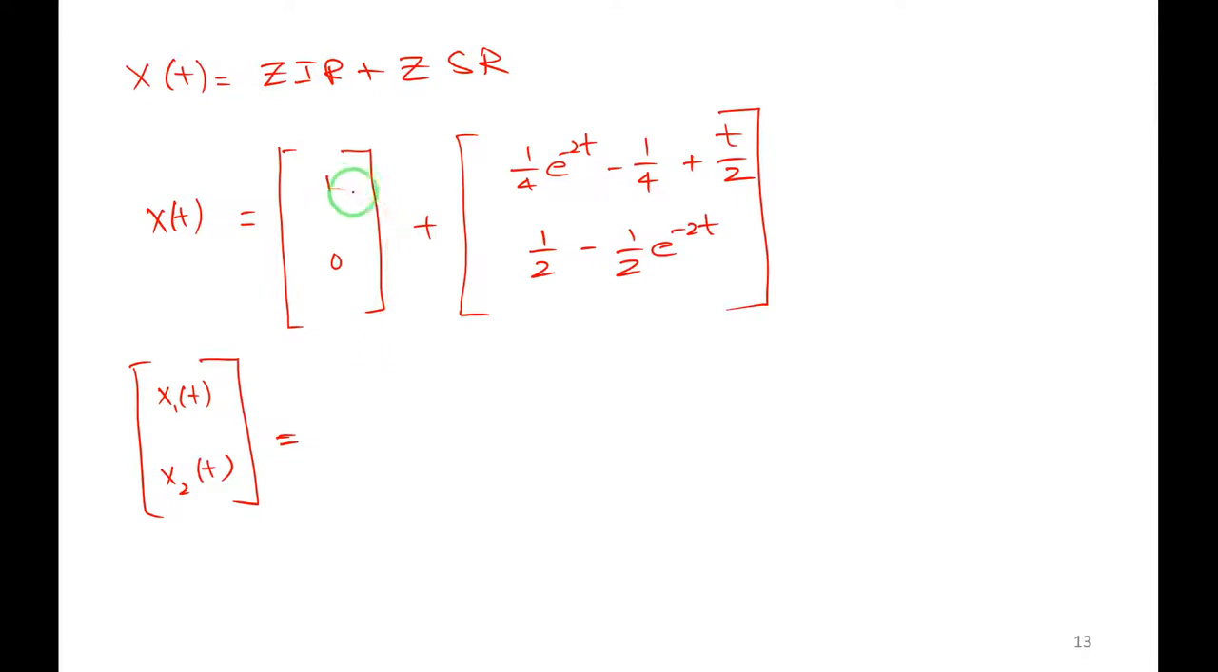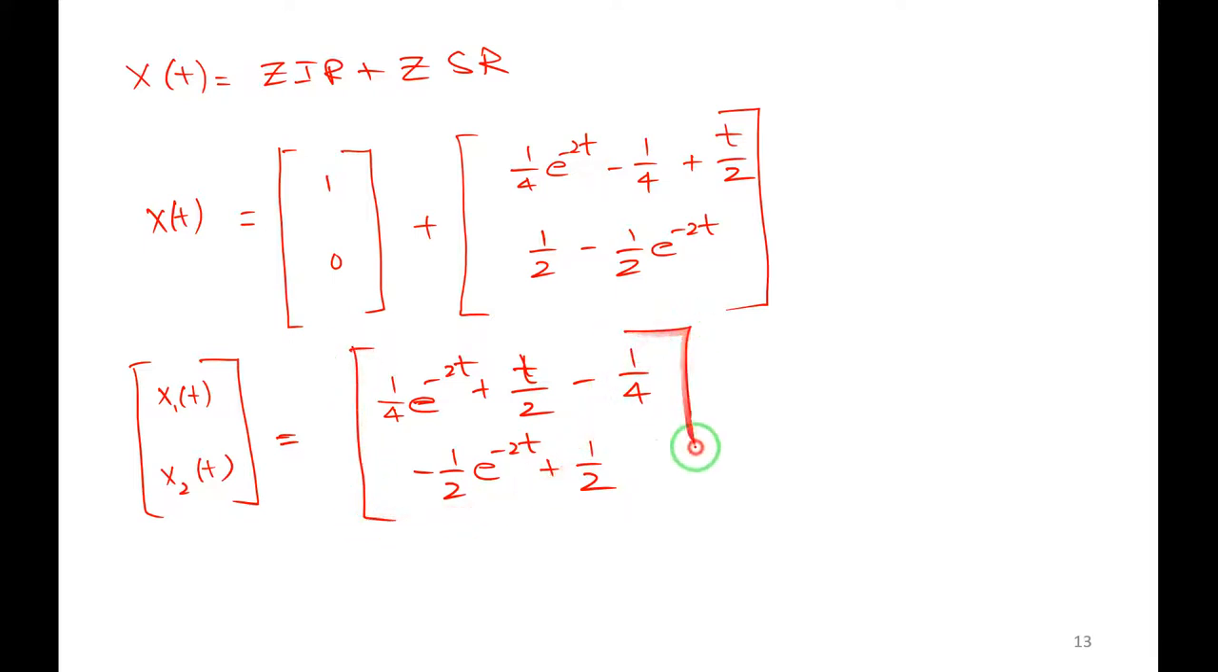Next, add 1 plus this term. So I will be getting 1 by 4 e to the power of minus 2t plus t by 2. First I will take this, and the minus 1 by 4 constant term I will write at the last. Next, the first term in the second row: minus 1 by 2 e to the power of minus 2t plus half. I am just interchanging, that's all. Is it fine? This is the x of t we have found out, right? Hence the solution x of t we have found.